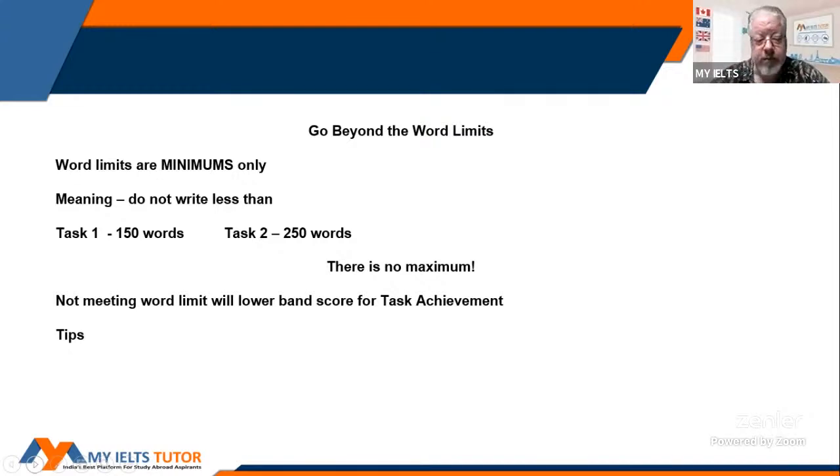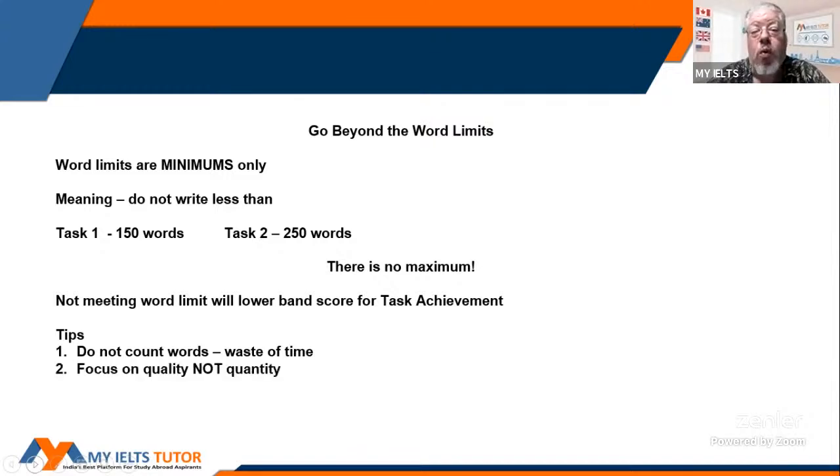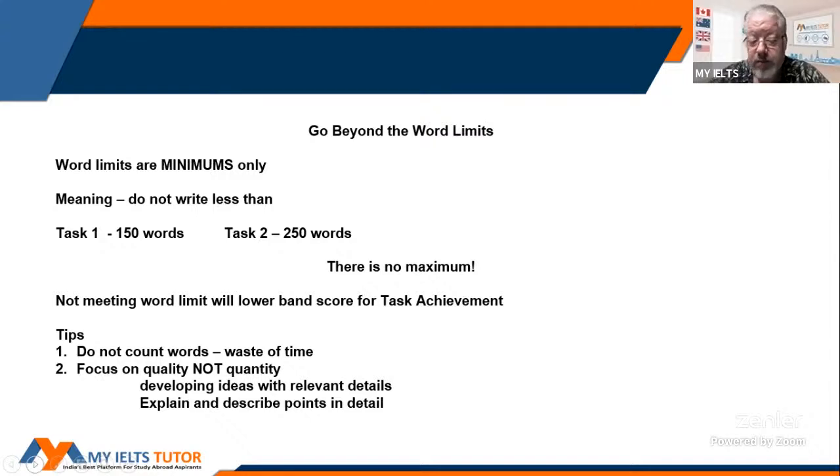Okay, so tips. This is important. Don't count words. Stop counting words. If you're counting words, you are wasting your time. Complete waste of time. What you should do is focus on quality, not quantity. When you focus on quality, you will develop. You're working on developing ideas with relevant details. Moreover, you're explaining and describing your points in detail. And then you're expanding and elaborating on your ideas. This is important. And when you do this, you're going to write a strong, effective essay, good, strong letters, good, strong analysis of charts.